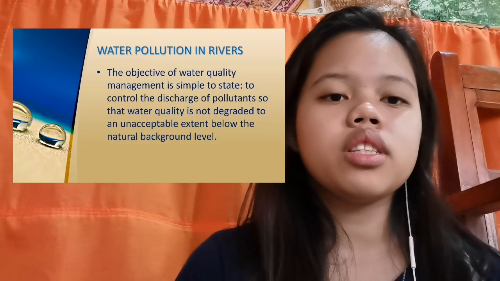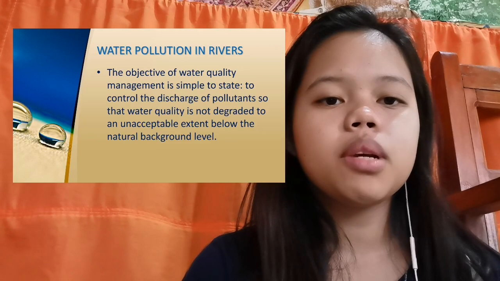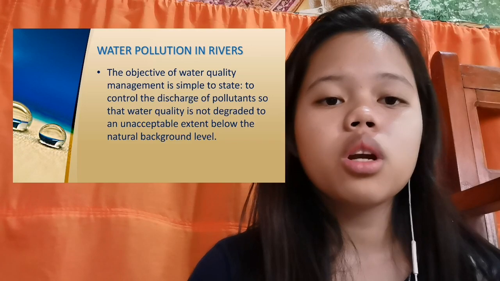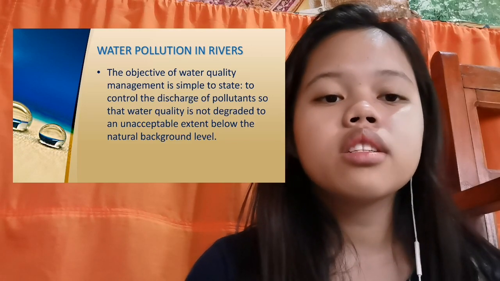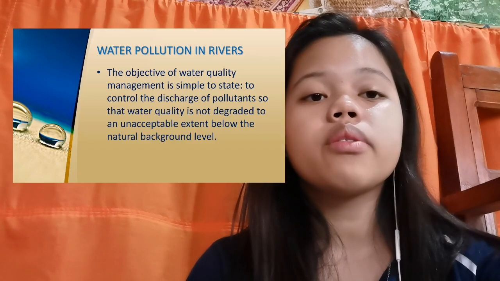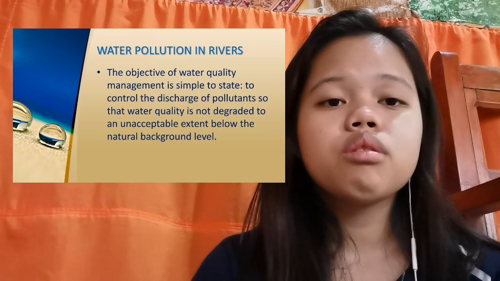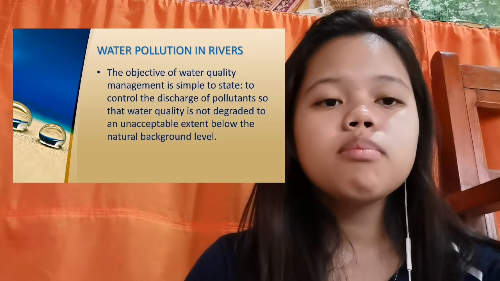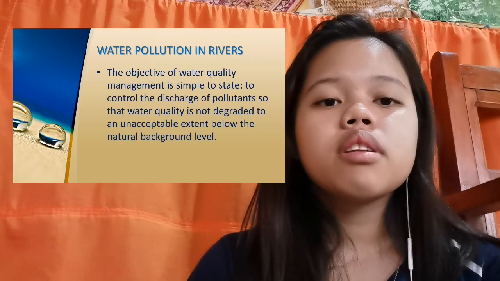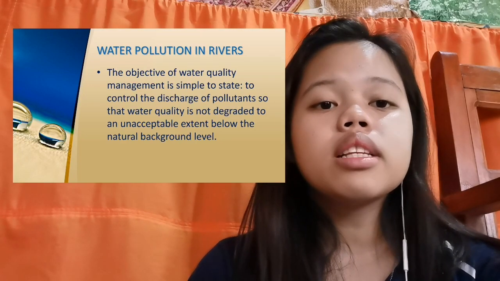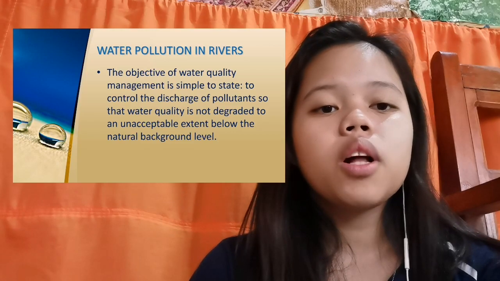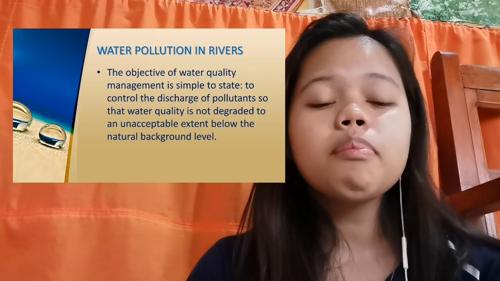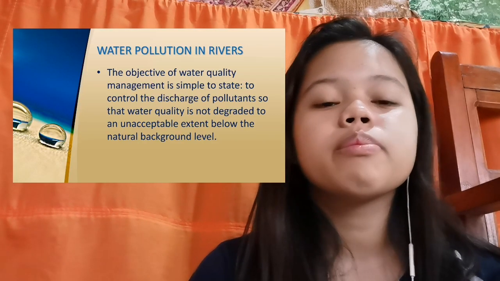Water pollution and rivers. The objective of water quality management is simple to state: to control the discharge of pollutants so that water quality is not degraded to an unacceptable extent below the natural background level. However, controlling waste discharges must be a quantitative endeavor. We must be able to measure the pollutants, predict the impact of pollutants on water quality, determine the background water quality that would be present without human intervention, and decide the levels acceptable for intended uses of water.